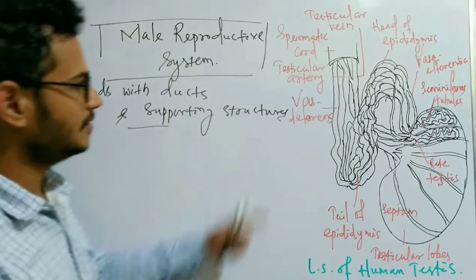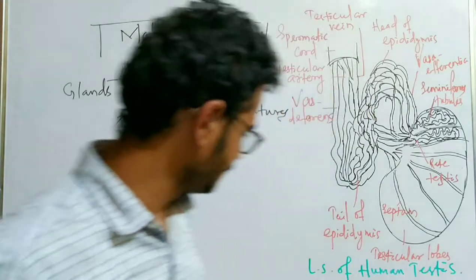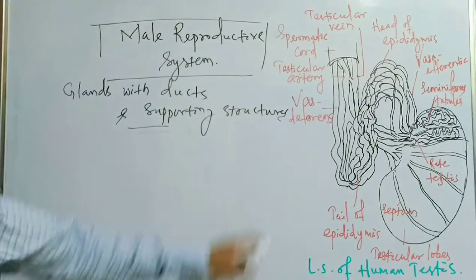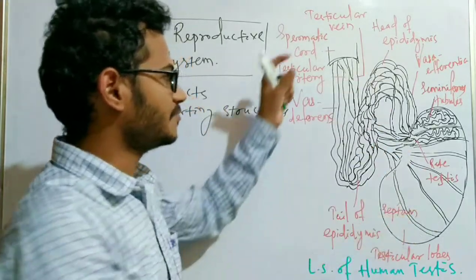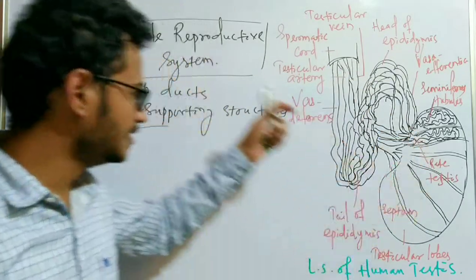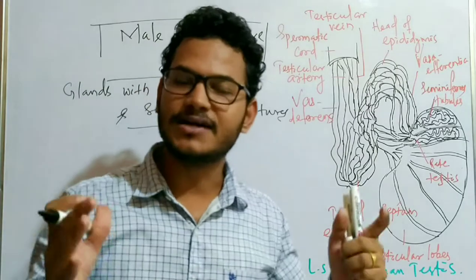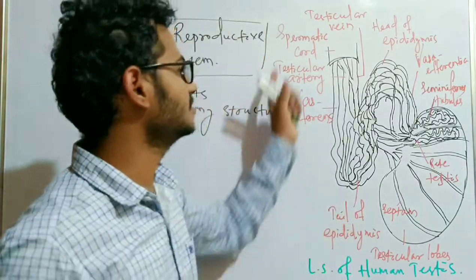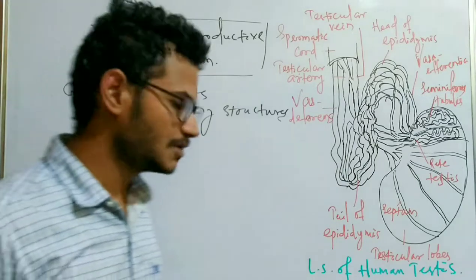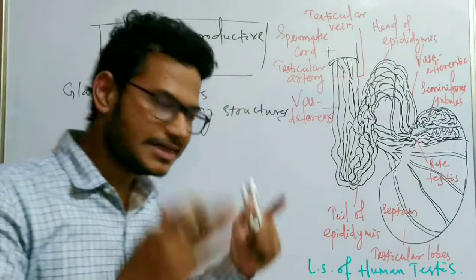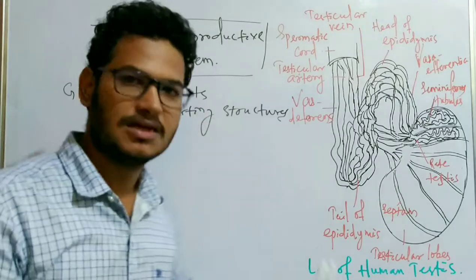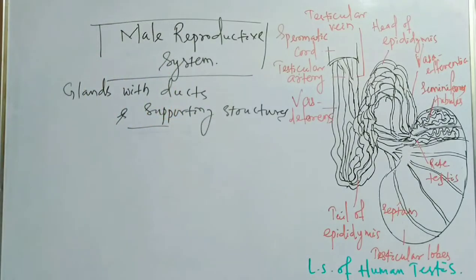So here I have the diagram of the human testis. I will describe it, and while describing each and every part, I will also tell you the different characteristics and the functions of different parts. Okay, so keep focusing on this video tutorial. Here the male reproductive system consists of different glands with their ducts and different supporting structures.